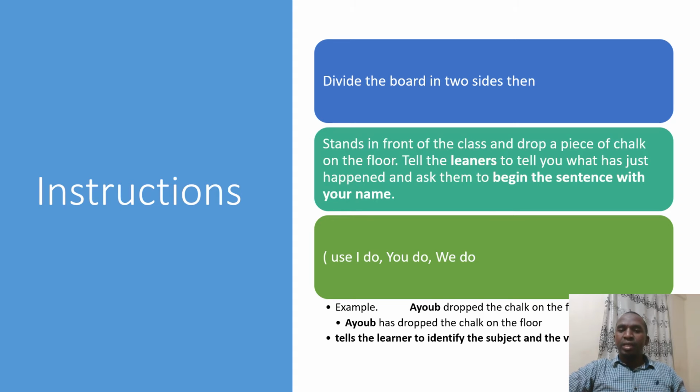Tell the learners to identify the subject and the verb. So underline where they make mistakes. If they say Ayub is dropping, Ayub was dropped, Ayub dropped, Ayub has dropped, Ayub have dropped, write them and underline those sentences that have errors so that students can identify them themselves. So a sentence can be Ayub dropped the chalk on the floor. That's a sentence.